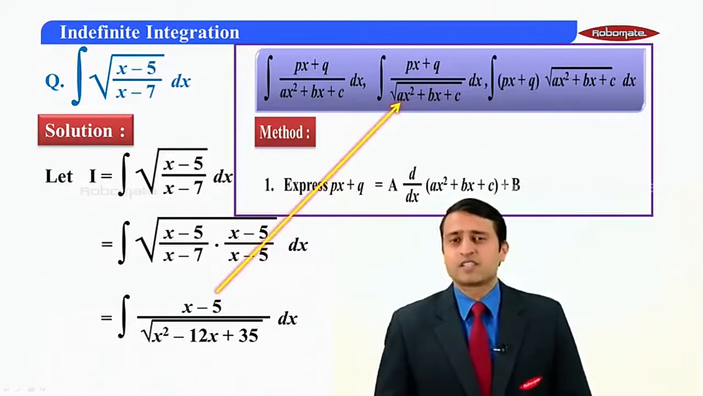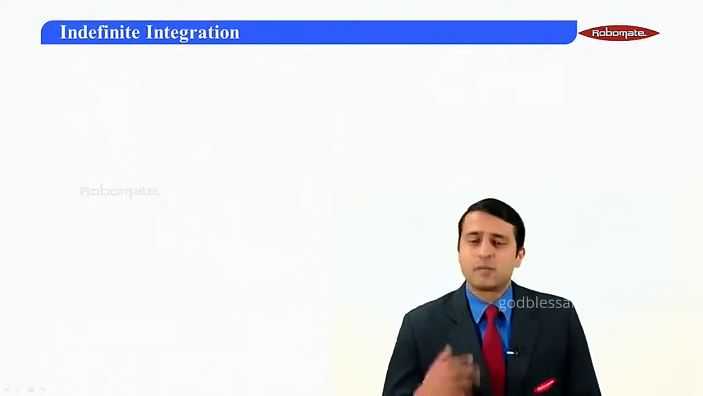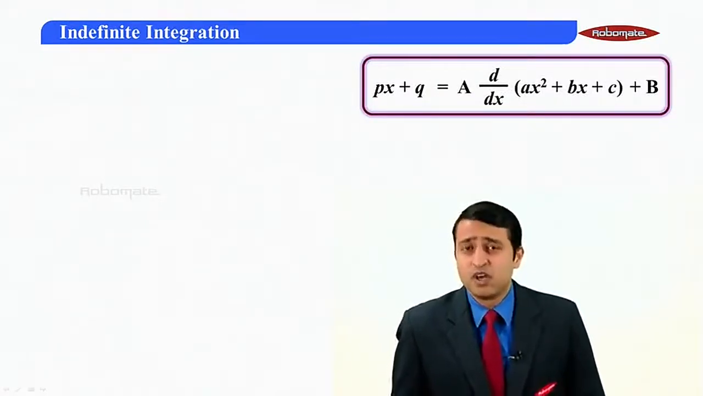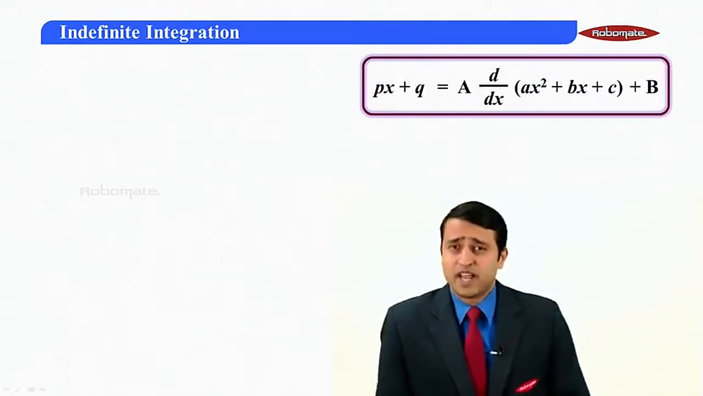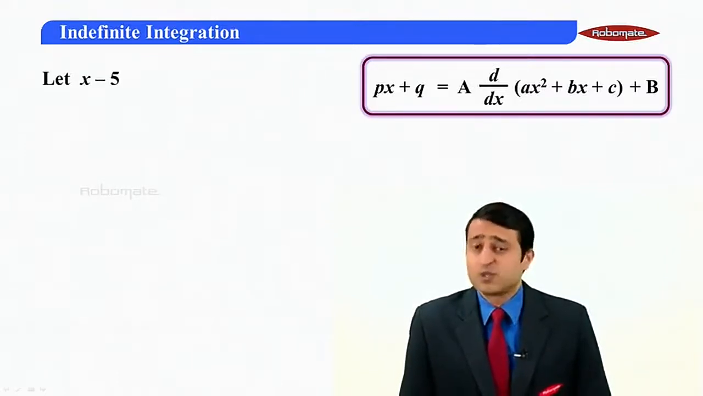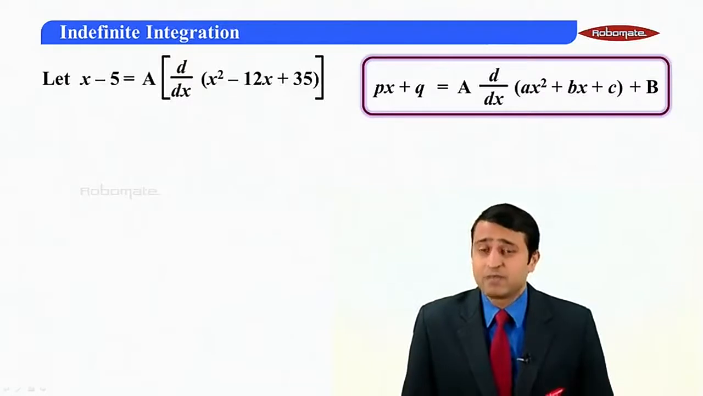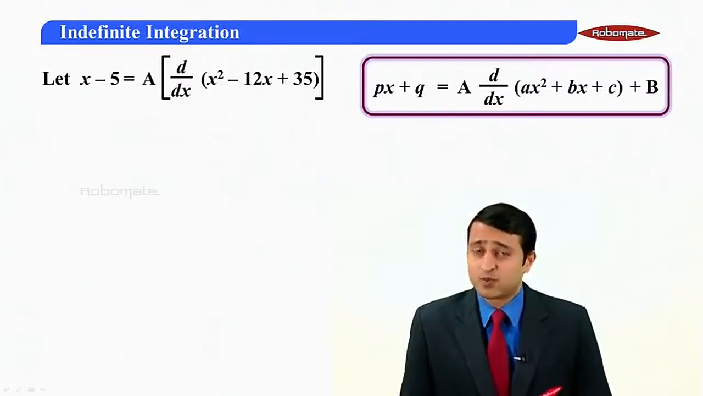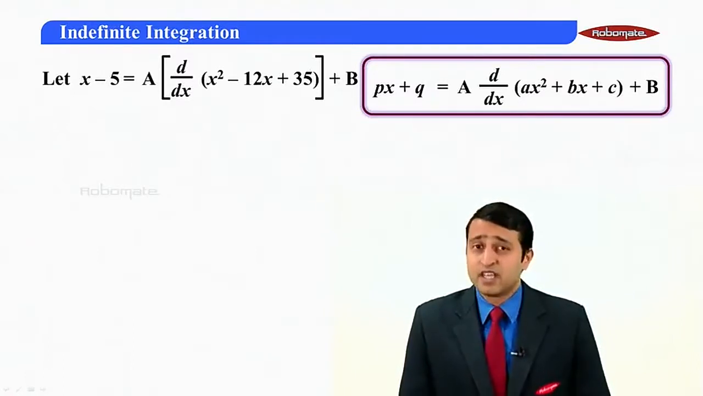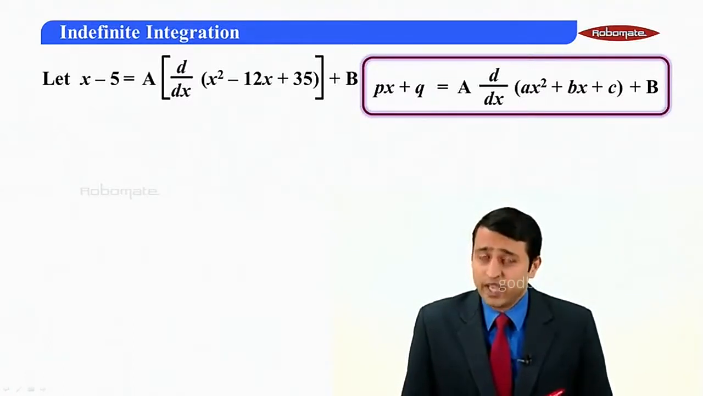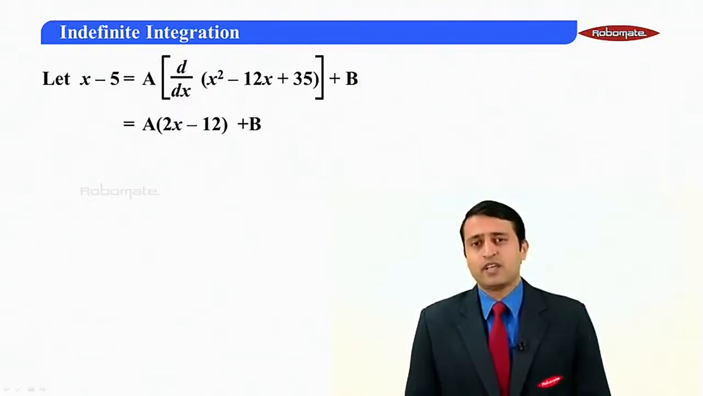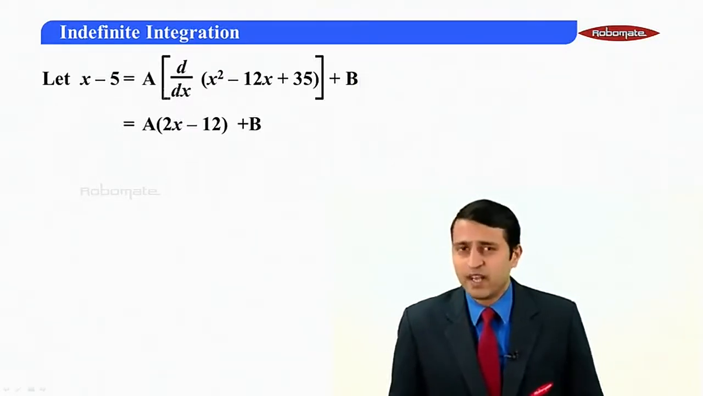Now let us see, or we already know, but let us solve this. Now to solve this, we make an assumption that px plus q is a times derivative of the quadratic plus b. So x minus 5 will be a times derivative of x square minus 12x plus 35 plus b. That is, x minus 5 will be equal to a into 2x minus 12 plus b. Is that okay? Now our job is to find the value of a and b.